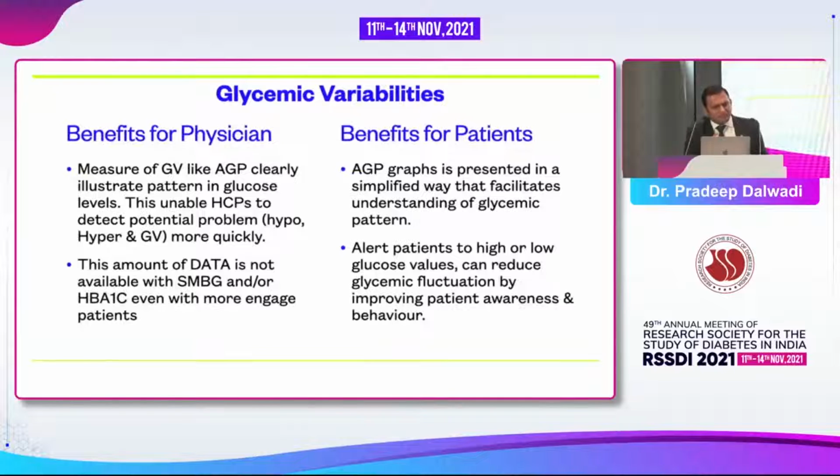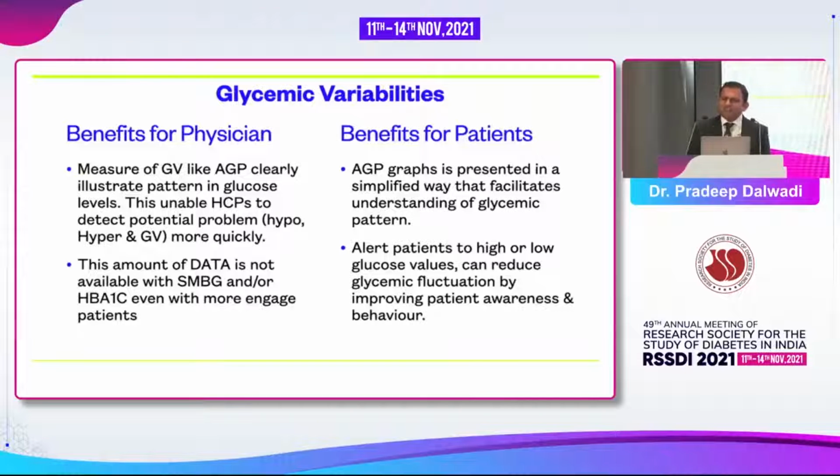And glycemic variability data is not only beneficial to the physician, but also beneficial to the patient. How? Measuring glycemic variability, like the ambulatory glucose profile, clearly illustrates the pattern in glucose levels. This enables HCPs to detect potential problems like hypo, hyper, and glycemic variability more quickly. They don't have to do that calculation. So a measure like AGP is really very helpful to the physician, and this amount of data is not available with SMBG or HbA1c, even with a more engaged patient.